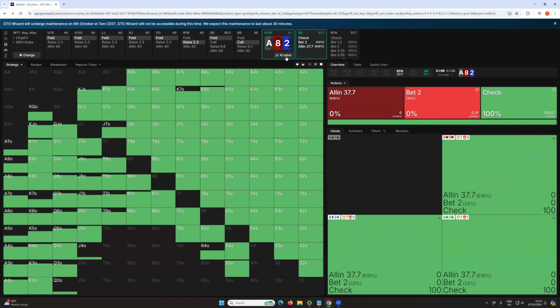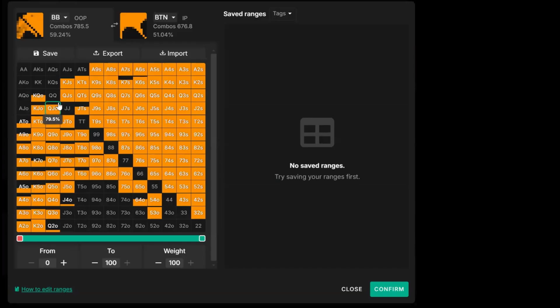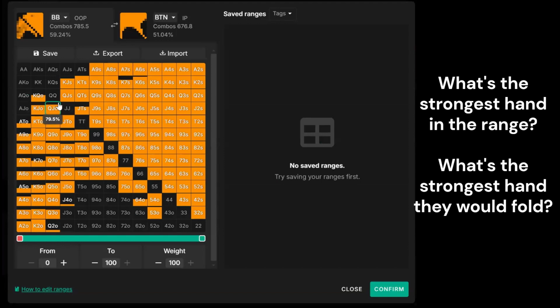Now I'm going to ask Barry to look at this range and ask yourself a couple of questions. I think the easiest way to put players on ranges is to ask yourself what's the strongest hand in the range and what's the weakest hand. Or alternatively, what's the strongest hand you think they will fold? So, first of all, do you think Lawrence is three betting all of the pairs?